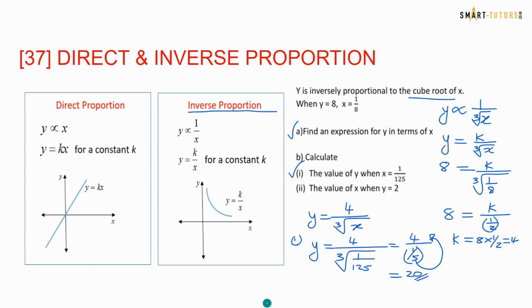Second part, the value of x when y equals 2. So let me do it here, the second part. When y equals 2, so 2 equals 4 over cube root of x. Cross multiply, 4 times 1 is 4 equals 2 cube root of x. Divide by 2, so 2 equals cube root of x. Both sides, I'm going to cube it, 8 equals x. So that is the answer for the second part. That is the topic direct and inverse proportion.